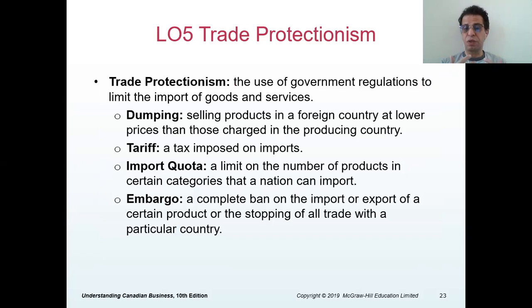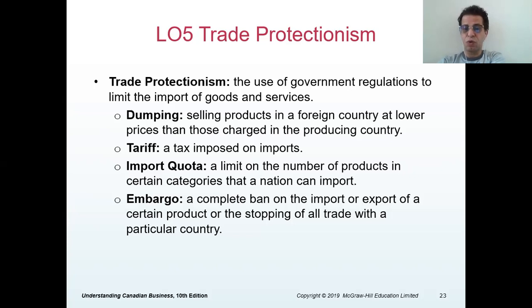Trade protectionism is the use of government regulations to limit the import of goods and services, like the trade protectionism in Iran, not allowing so many foreign cars to enter. Then you have what you call dumping, and that's what American companies and the American government complain about China, which is selling a product in a foreign country at a lower price than those charged in the producing country. So we always hear about dumping problems in NAFTA between the USA and Canada also.